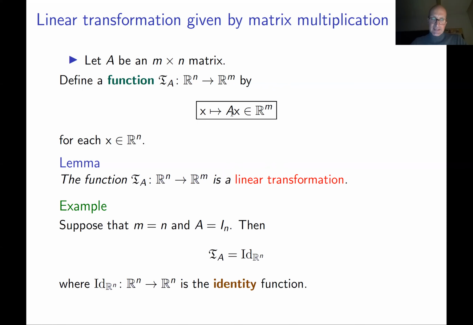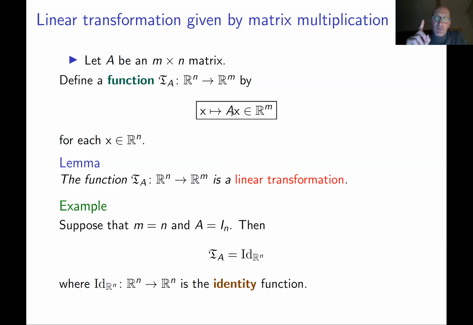Okay, let's consider our favorite example. Let's take the case when m equals n, so matrix A is square, and let's consider a very special matrix A. It's an identity matrix. Which linear transformation corresponds to the identity matrix? Of course, it should be the identity linear transformation. Why? Let's just look at this formula. You have a vector x and it is mapped to identity times x, but identity times x is x. So every vector x is mapped to itself. So it's the identity function.